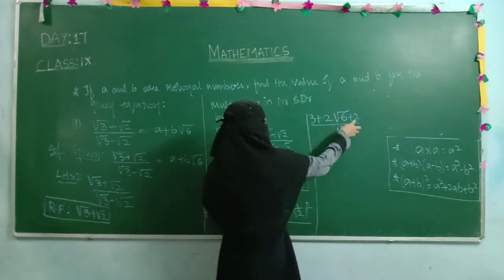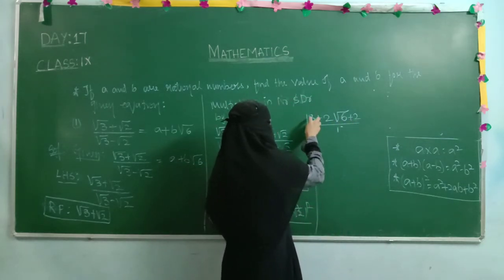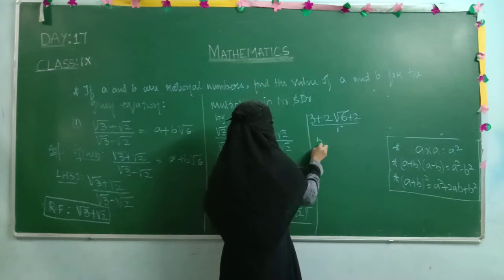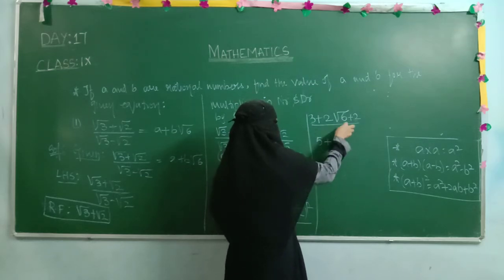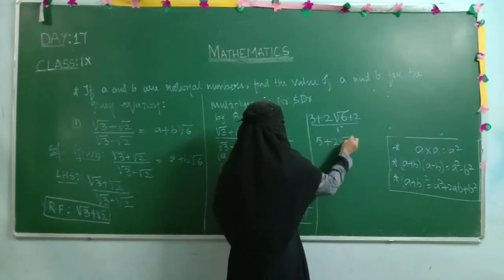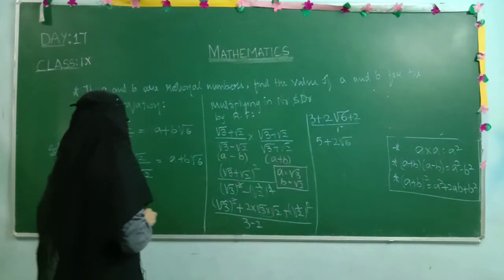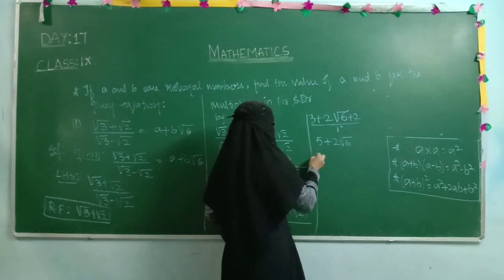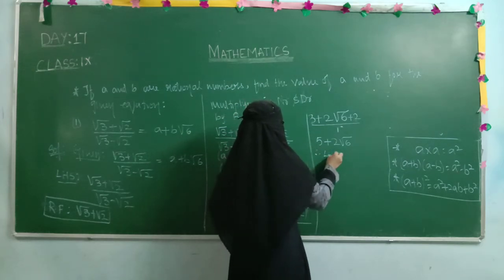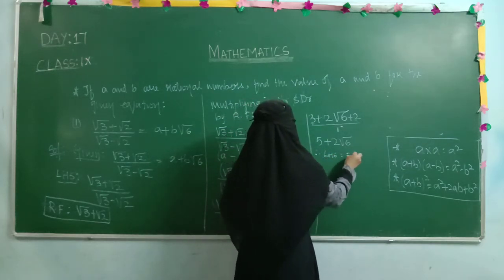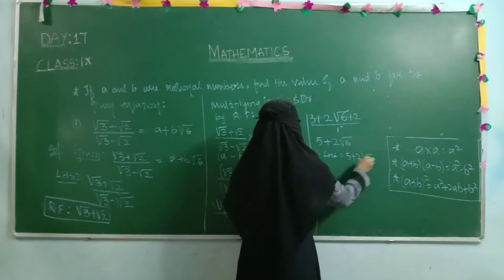So this 3 and 2 both are constants, so we can add them. So 3 plus 2 is 5, plus 2 root 6, which we cannot add, so we need to keep as it is. Okay, this is the LHS part we got. Therefore, LHS equals 5 plus 2 root 6.